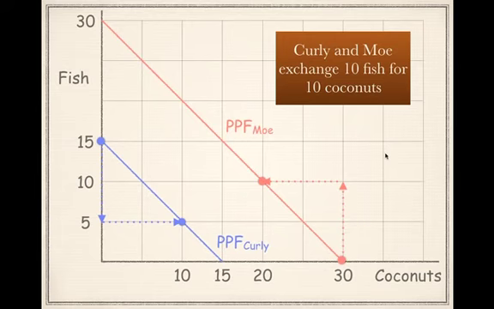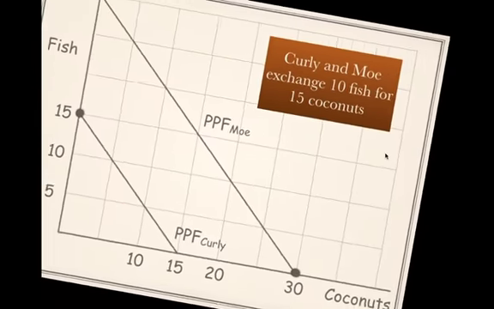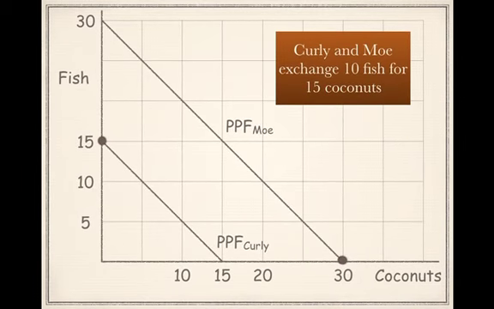So let's adjust the exchange rate, the terms of trade between these two individuals. Say they agree to exchange 10 fish for 15 coconuts. Curly spends all of his time fishing. He catches 15 fish. Mo spends all of his time collecting coconuts. He collects 30. They agree to exchange 10 fish. So Curly only has 5 left, since he had 15 and trades 10. He trades those 10 over to Mo, and then Mo gives Curly 15 coconuts.